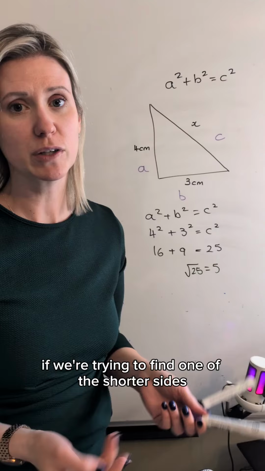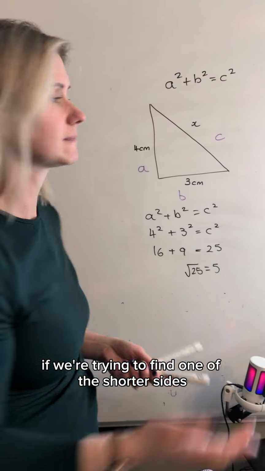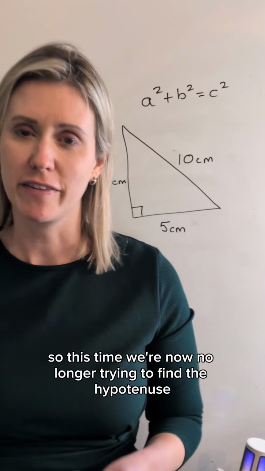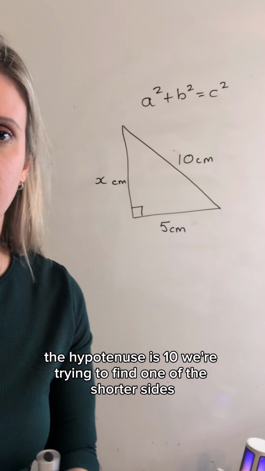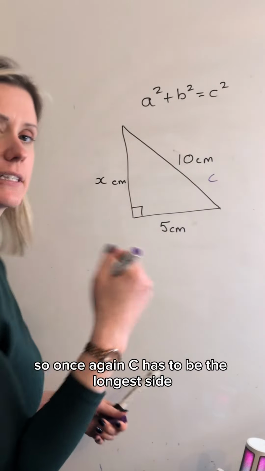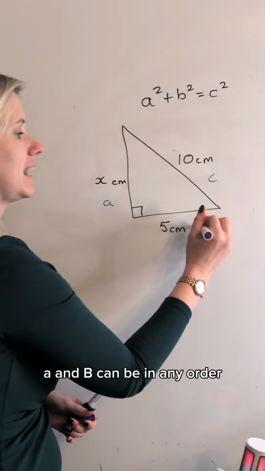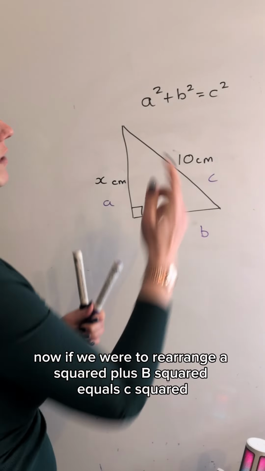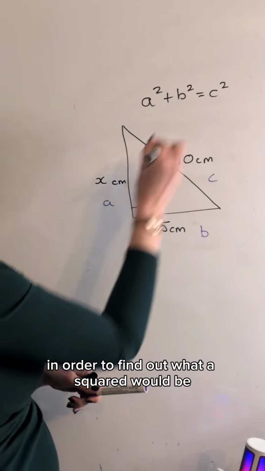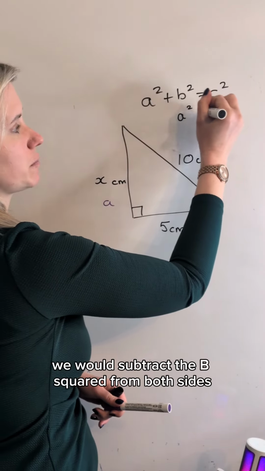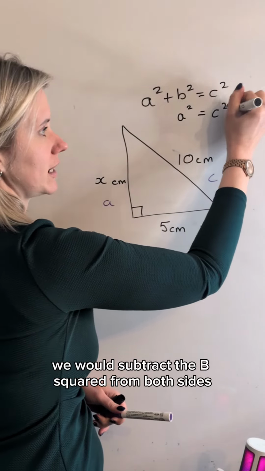What happens, however, if we're trying to find one of the shorter sides? So this time we're no longer trying to find the hypotenuse. The hypotenuse is 10. We're trying to find one of the shorter sides. So once again, c has to be the longer side. a and b can be in any order. Now, if we were to rearrange a squared plus b squared equals c squared, in order to find out what a squared would be, we would subtract the b squared from both sides.